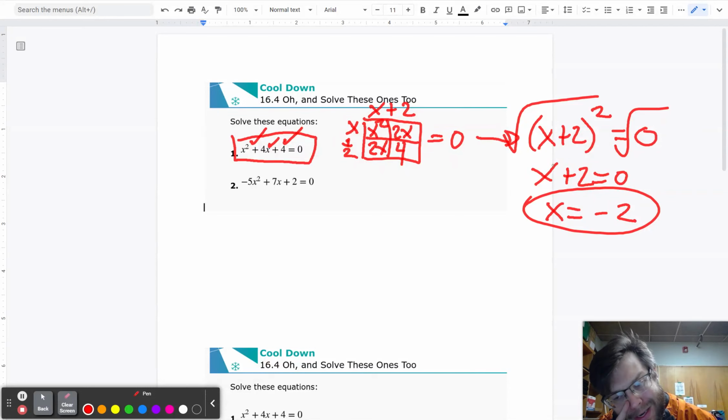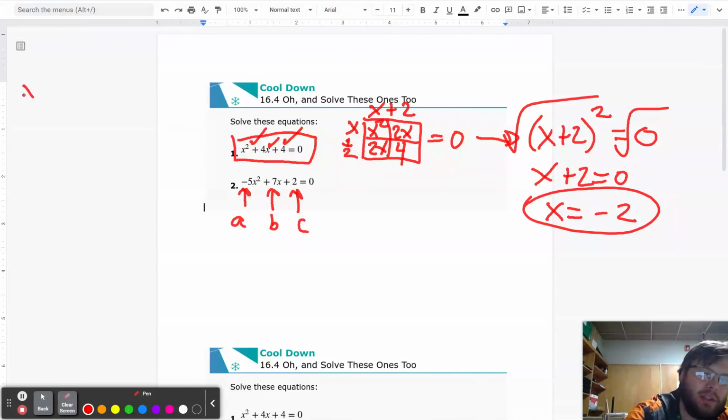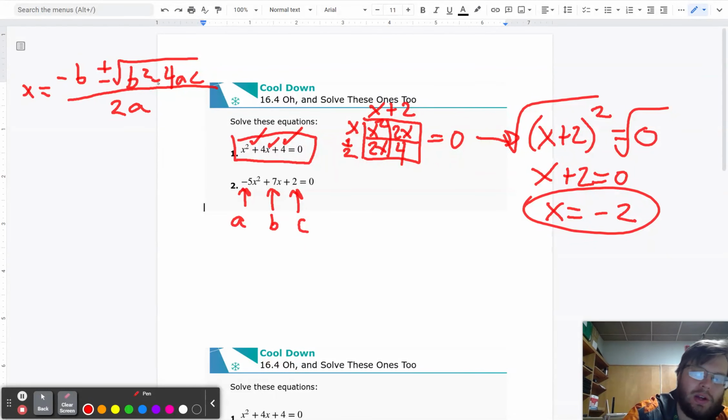On the second one, you can complete the square. It just kind of sucks because you've got the negative 5 in front of the x squared. 7's not a nice number, so it's just really going to be kind of nasty. So on number 2, I suggest practicing the quadratic formula where you've got your a, b, and c that you identify, and then you just plug everything in to the wonderful formula: negative b plus or minus square root b squared minus 4ac, all divided by 2a.